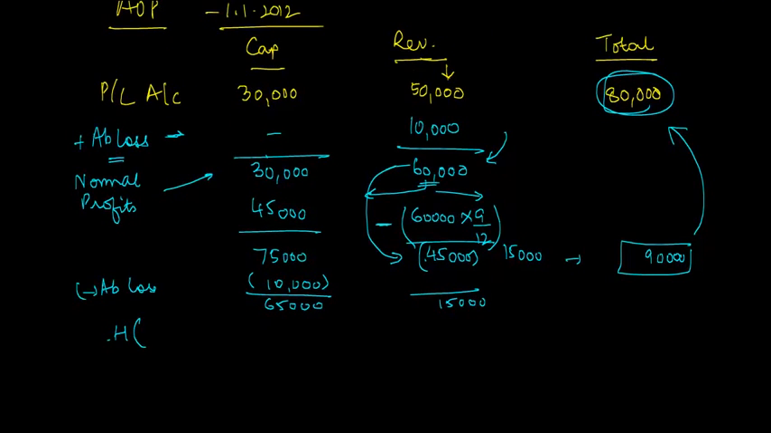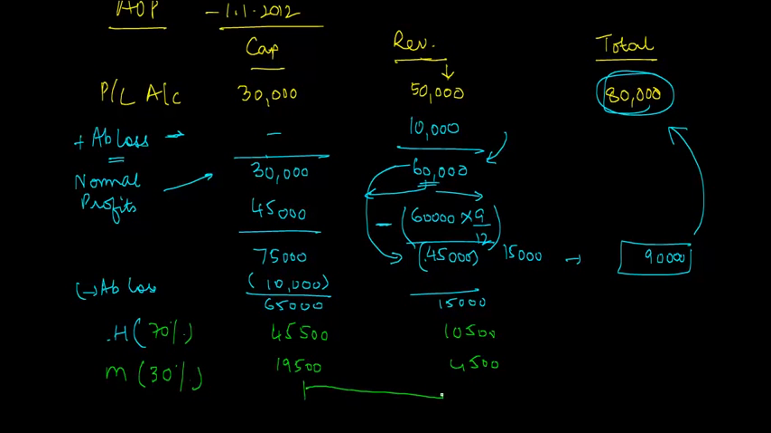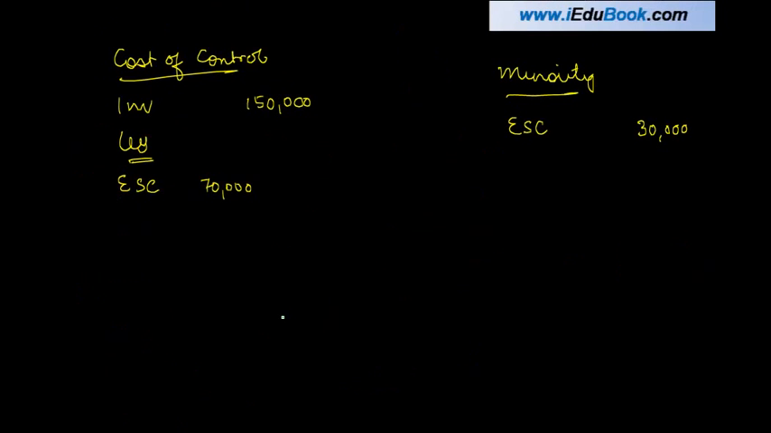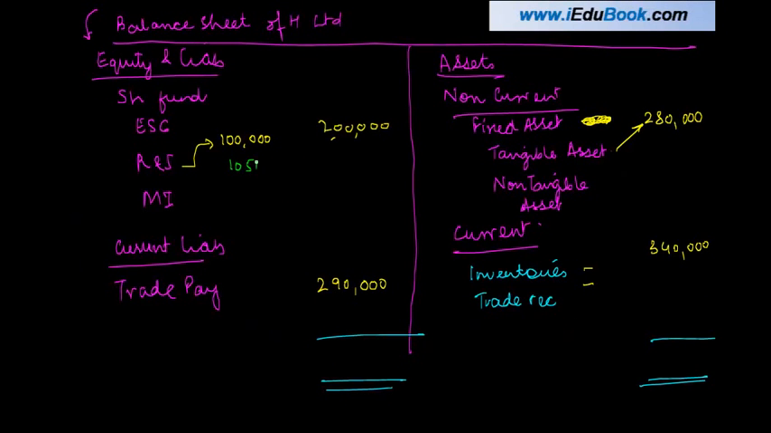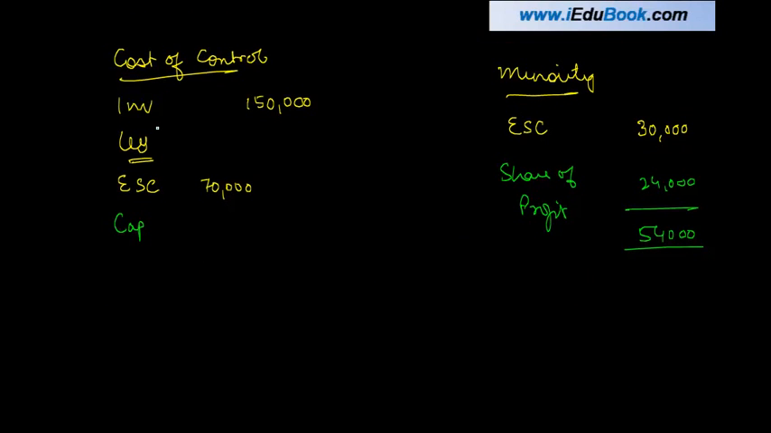Out of this, holding owns how much? Let me use a different color. 70%. Minority, 30%. So this will be 45,500, 19,500. Similarly, this will be 10,500 and 4,500. So the share of minority, I'll put in the minority interest, 19,500 plus this will give you share of profit, 24,000, 54,000. Then for holding company, this is 45,500 and 10,500. So 10,500 is the revenue profit. I added to my reserves and surplus as a part of consolidated profit and loss account plus revenue profits 10,500, and the capital profits are going to be reduced from my cost of control.